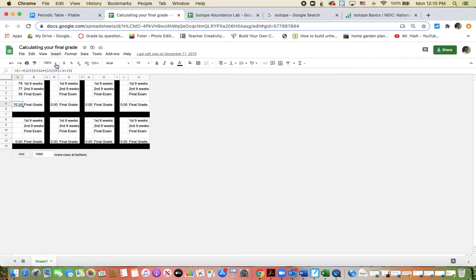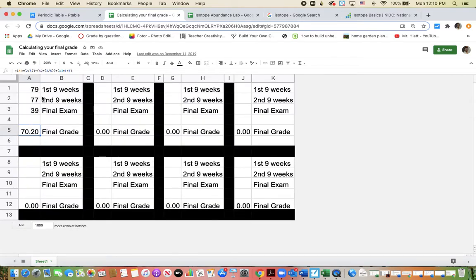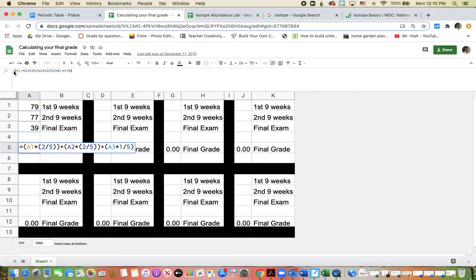I'll zoom a little bit so we can see more clearly. The way that we do grades here at our school, we have 2/5, 2/5, 1/5. So 2/5 of your semester grade is your first 9 weeks, 2/5 is your second 9 weeks, and 1/5 is your final exam score. If I do what's called a weighted average, you can see the equation that I have in my formula bar right here. I can figure out what my final grade is going to be. I take each of those times their weight, which is 2/5, and then I add them up. That gives me my overall weighted average, which is 70.2.